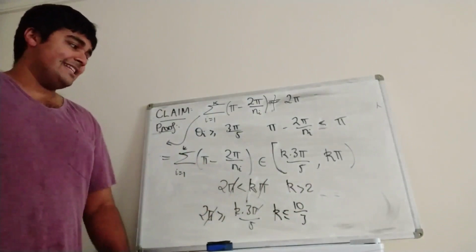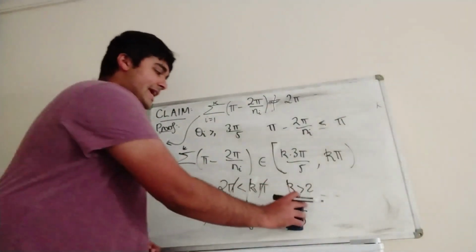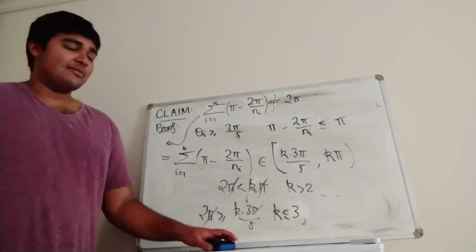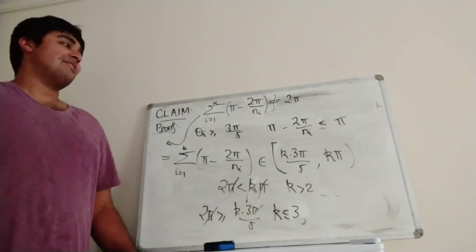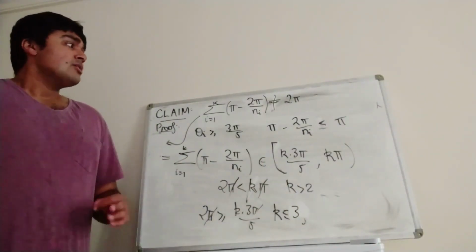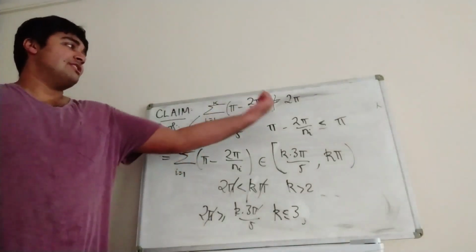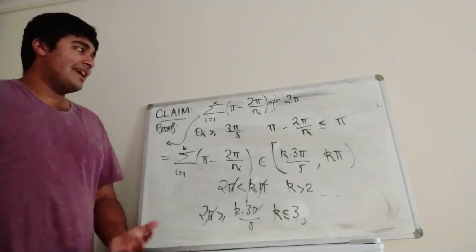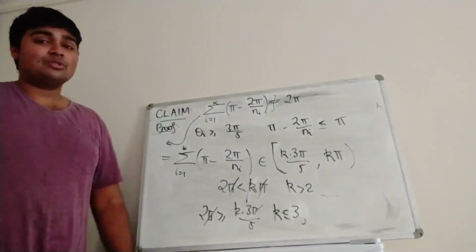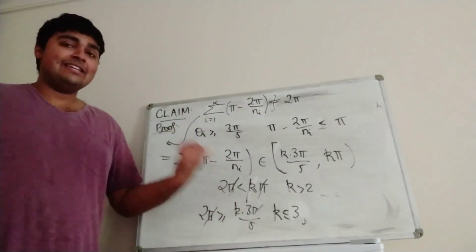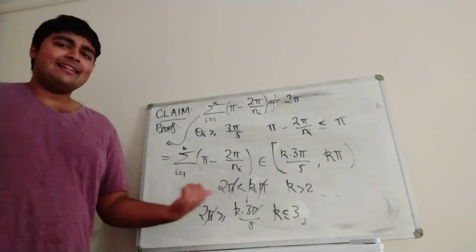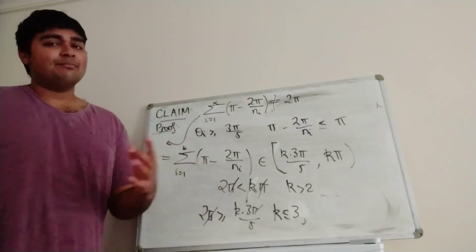But of course k is an integer, so this means that k is less than or equal to 3. So k is bigger than 2 and k is less than or equal to 3. Clearly the only integer that satisfies that is k equals 3. So if we are ever going to have a contradiction to this inequality, in other words, if there exist some ni's and some k's such that this left hand side equals 2 pi, we must have that k equals 3. But I claim that that is also impossible. Anyway, let me clean up the whiteboard and I'll prove that k equals 3 is impossible.